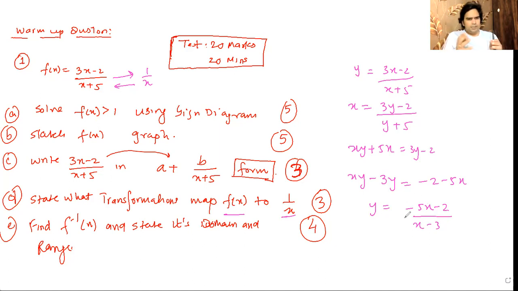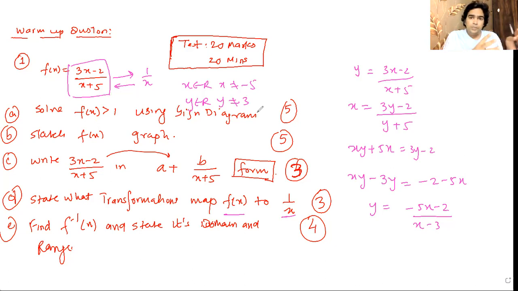As far as the domain is concerned, if you link up with the previous part of the graph, the domain of this was x belongs to real numbers, x should not be negative 5, and the range was y belongs to real numbers, y should not be 3. Now, when you write the final answer for the inverse function, it's exactly flipping this particular domain and range. So the domain is x belongs to real numbers, x should not be 3, and y belongs to real numbers, y should not be negative 5. This is how you predict the domain and range for an inverse function.